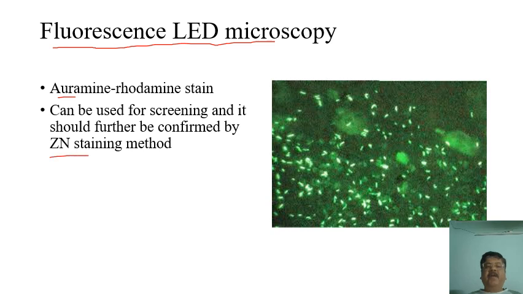And further, it should be confirmed by Ziehl-Neelsen staining method, because sometimes there may be non-specific fluorescence and it may be misinterpreted as a false positive. So therefore, this fluorescent microscopy should always be confirmed by the staining method. What are the advantages? We can rapidly screen and pick up those which are positive, but it should be further confirmed.